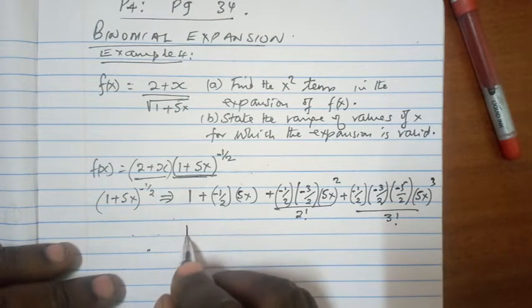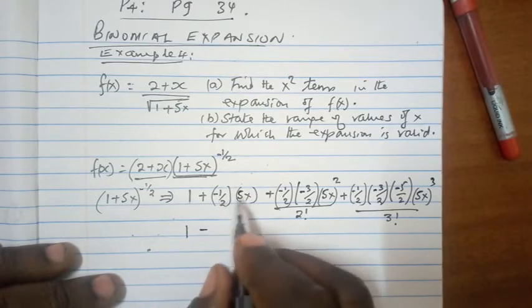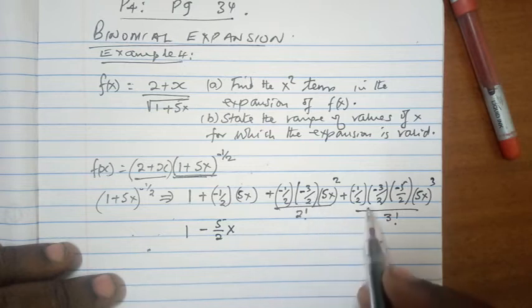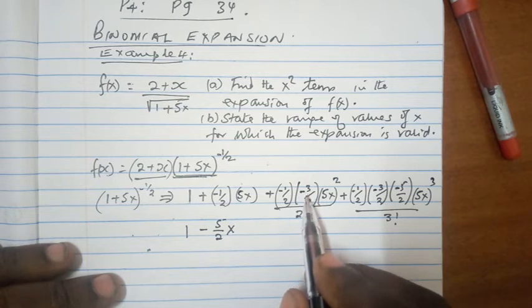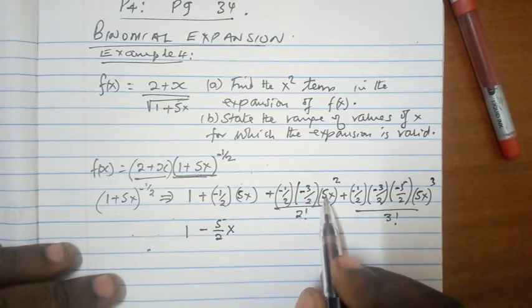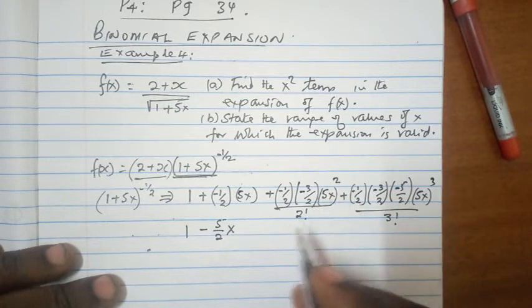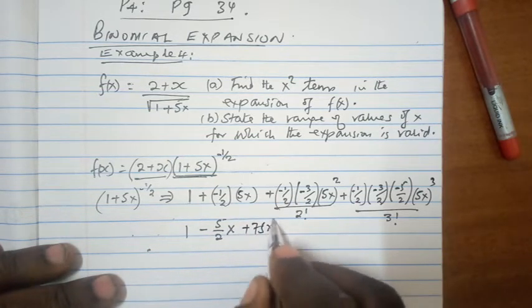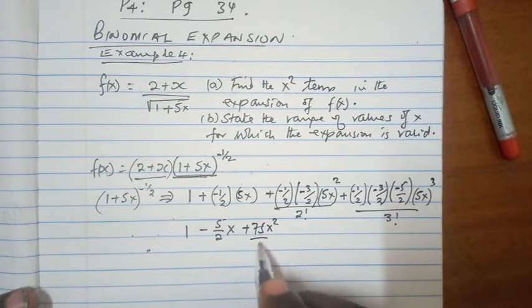So 1 remains 1, minus 1 times 5, that is minus 5 over 2 x, and this one is going to be minus 1 times minus 3, that is 3, times 5 squared, which is 25, so 3 times 25 is going to be 75x squared. It is plus because of this negative and this negative, plus 75x squared, everything over 4.